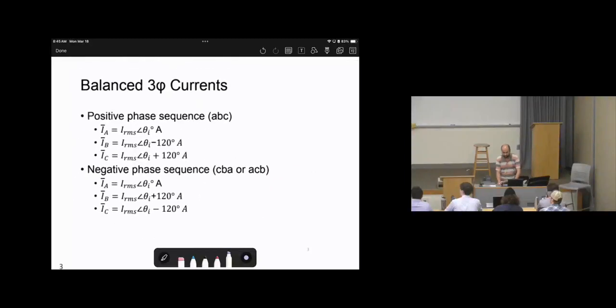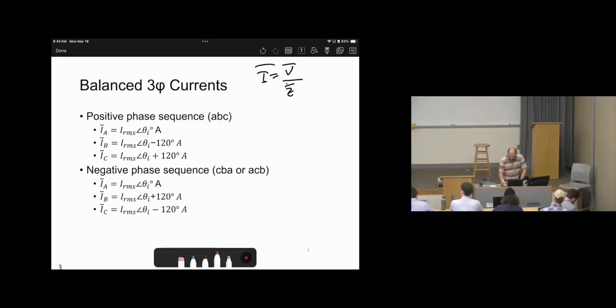Now, how about the currents? Again, it is a balanced system. So balanced 3-phase means all of the currents will be equal to each other. According to Ohm's law, I equals V over Z. Since Z is identical, this yields currents that are balanced. So IA, IB, IC will all be equal in magnitude.